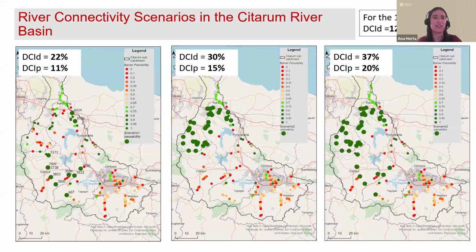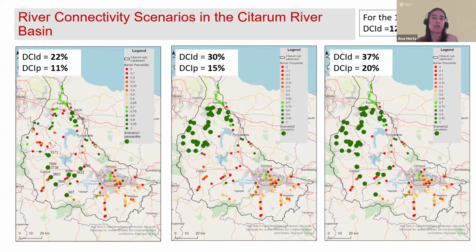Sorry, I think it's automatically flicking through. So we had really low values of connectivity, and that was no surprise because I think you can see clearly there on the map, there are three huge reservoirs caused by the presence of three large hydropower dams. So basically what we tried to do was to create different scenarios where we assigned a passability of one to different barriers to see if we can make an improvement on that DCI.